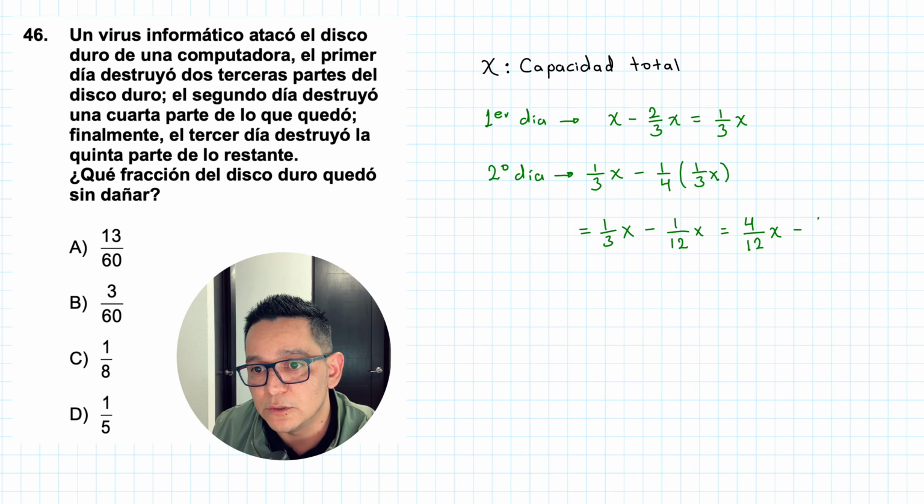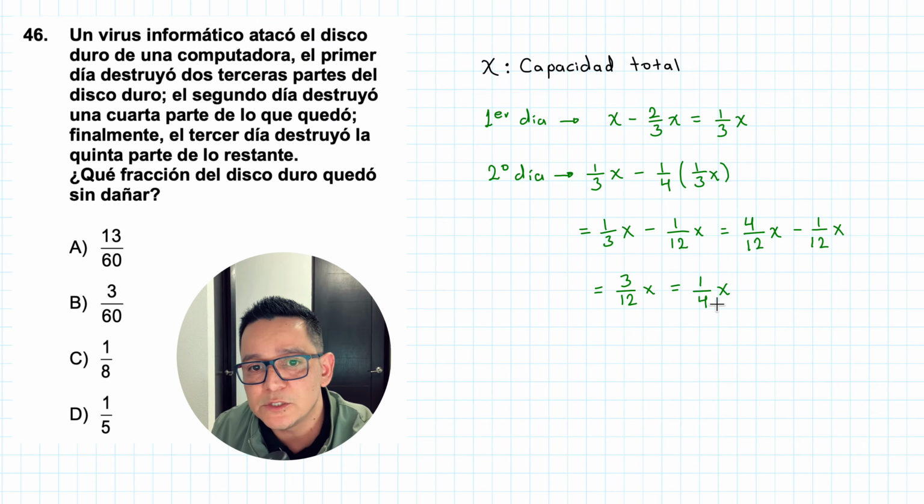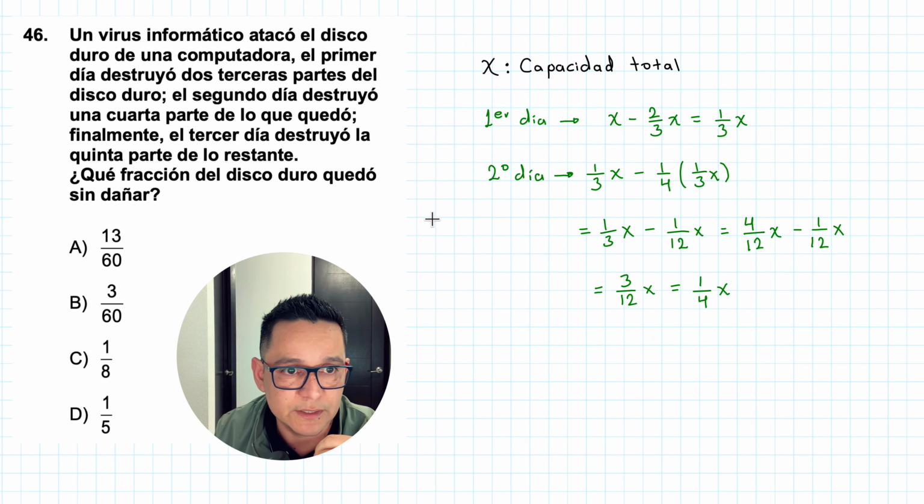Okay, I'll continue. I'll subtract 1/12 from this. And now we have a pretty simple operation. 4/12 of X minus 1/12 of X. So I end up with 3/12 of X in total. What have I simplified? If I divide by 3 twice, I get 1/4, right? Let me clarify. 1/4 of X. This was left after day 2, right?